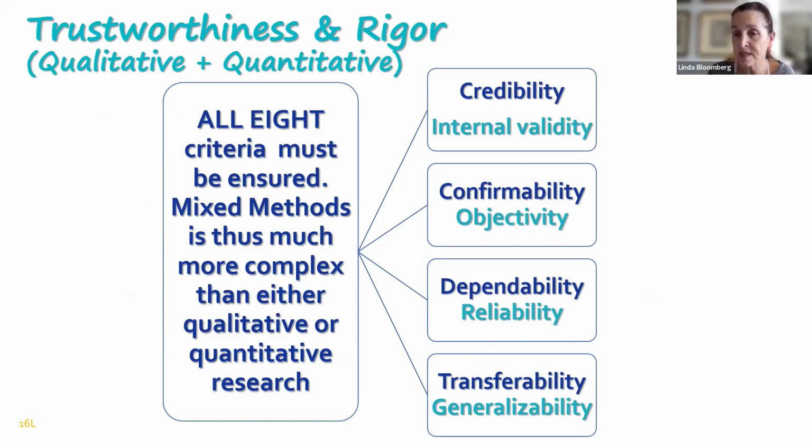Transferability, remember we said, is the reader's determination of whether the findings of a particular study will apply to their own context or setting. A researcher cannot establish transferability. They can provide rich, thick description, and through that, the reader will make the choice of whether the study will apply to their context or setting. So the four that are qualitative are credibility, confirmability, dependability, and transferability, and the ones in the aqua color, the turquoise, are the quantitative: internal validity, objectivity, reliability, and generalizability.